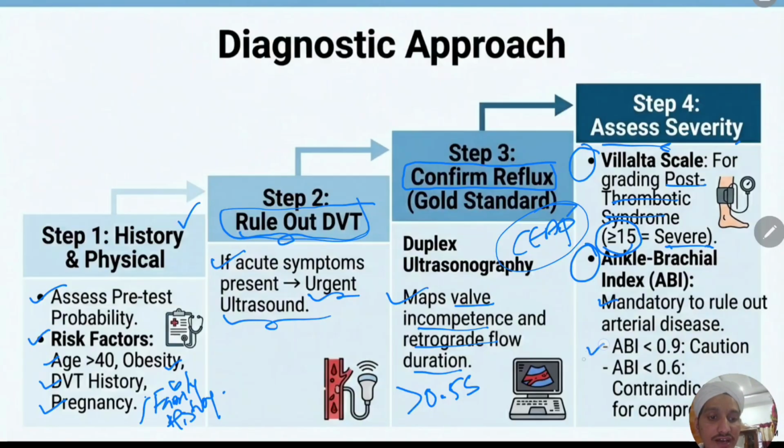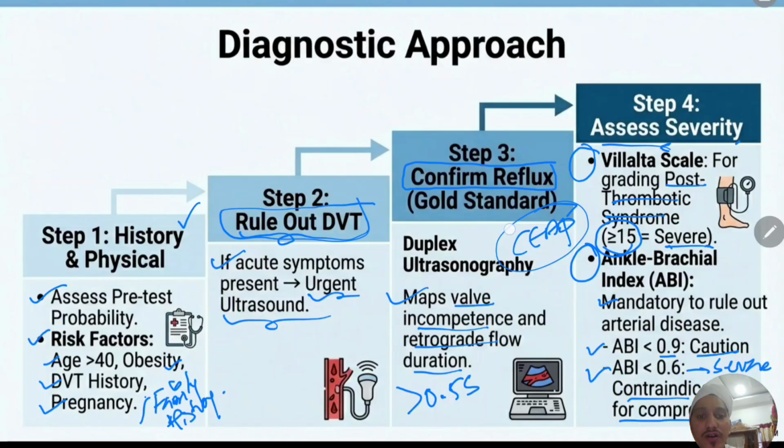Now, if you get the value of ankle brachial index as less than 0.9, you should pay caution when you are applying these compression bandages. And if it is less than 0.6 or 0.5, then it is a contraindication for applying compression bandages. You should not apply. This indicates severe peripheral artery disease.